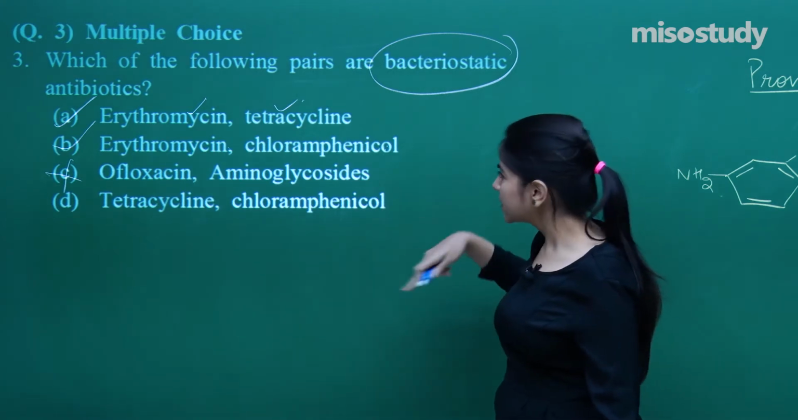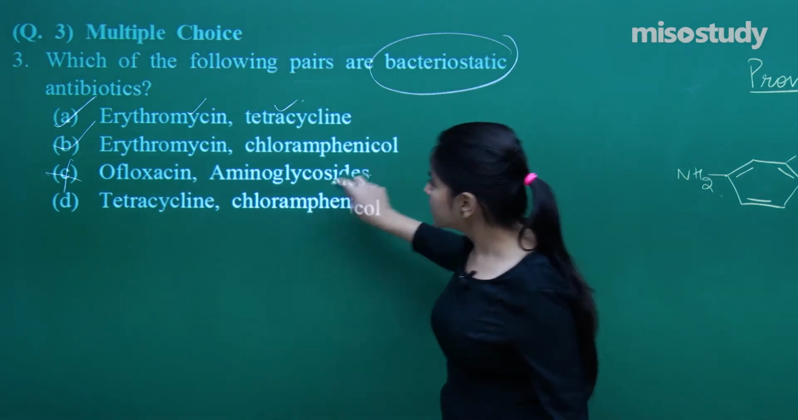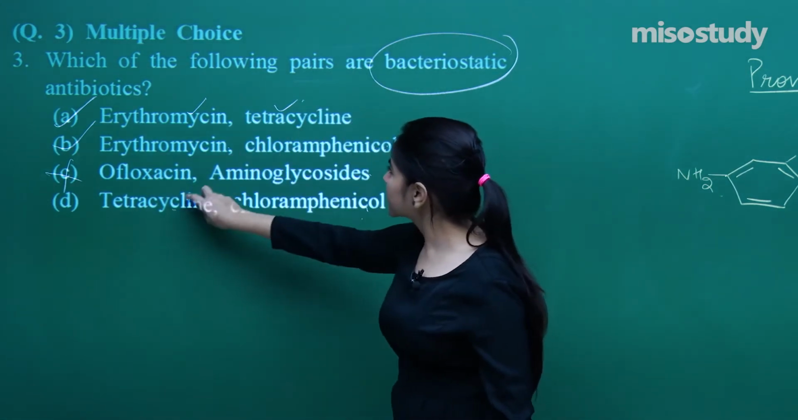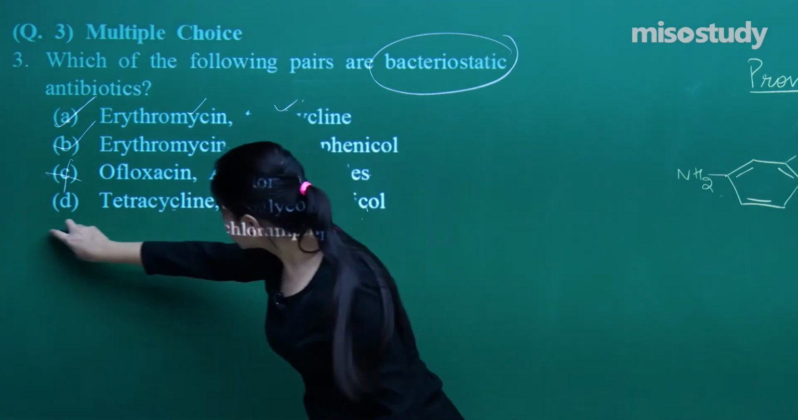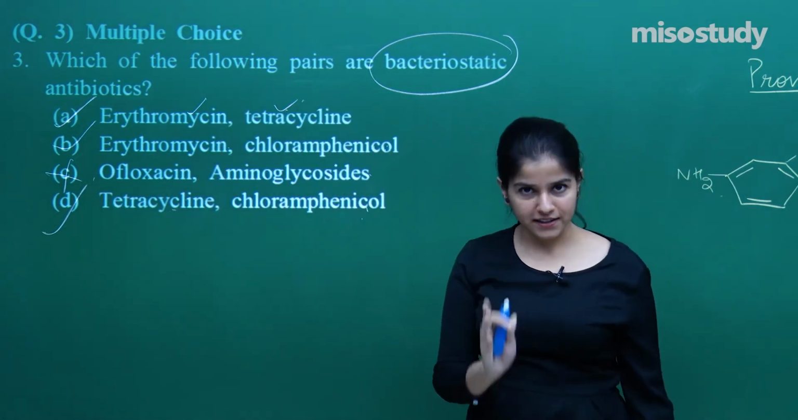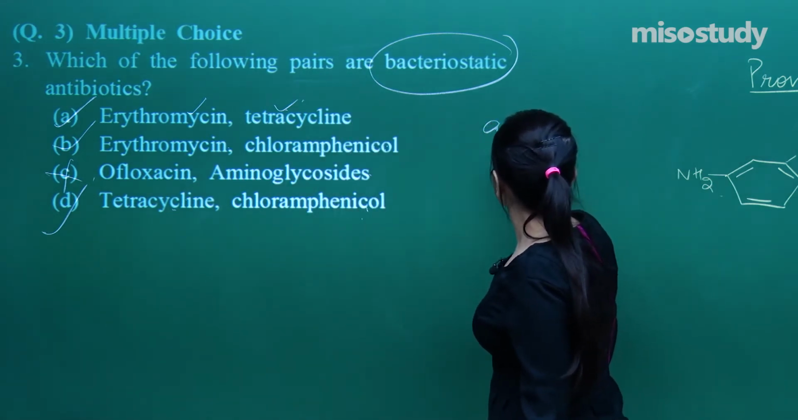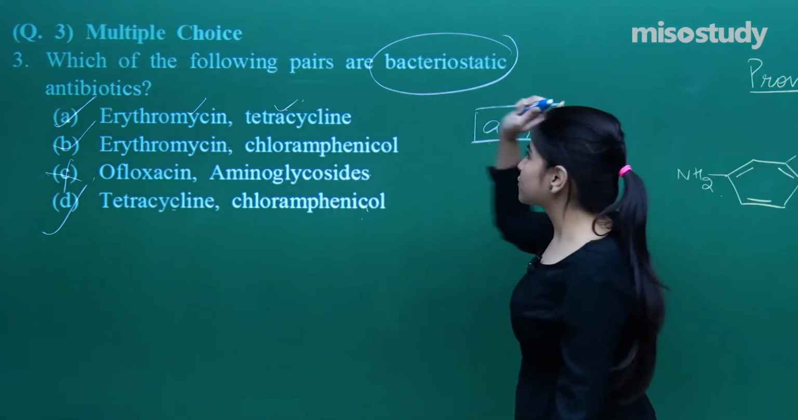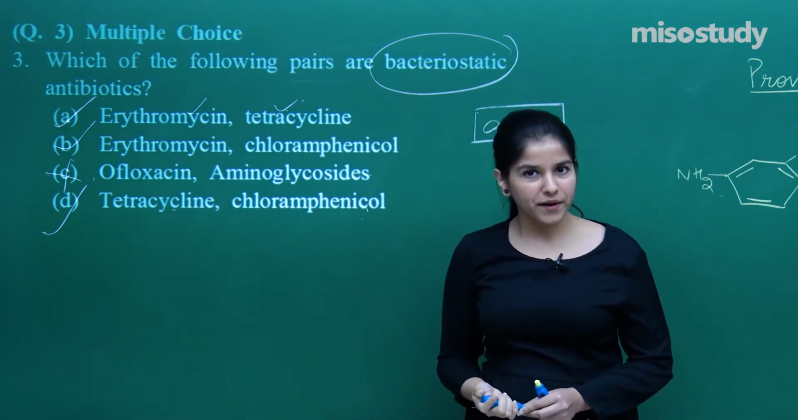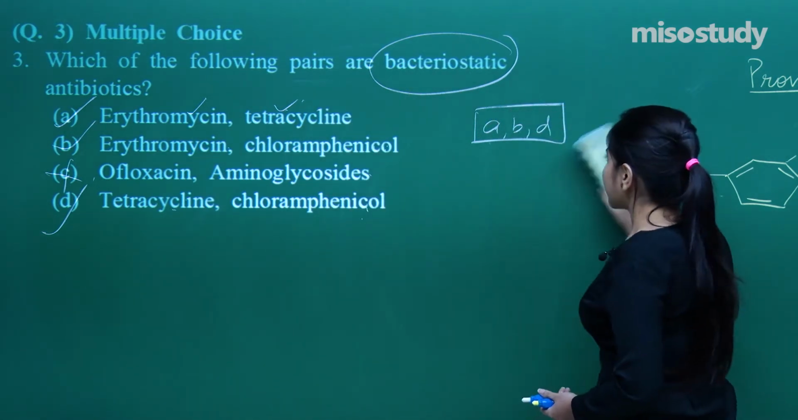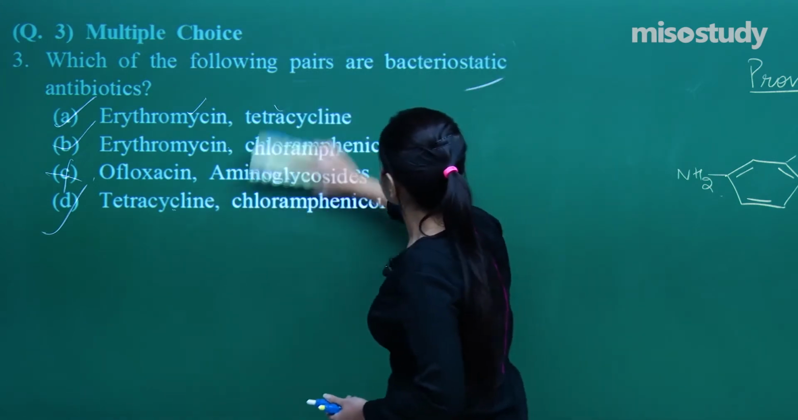Tetracycline, chloramphenicol, again a similar kind of an option. Tetracycline also gets included in option A. That means naturally it makes the D option as correct. So I have got here A, B and D as the answers, since this was a multiple choice question. So I hope everybody has got it. Now let's move on to the next question.